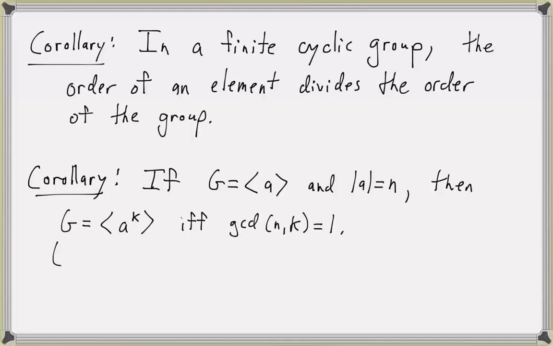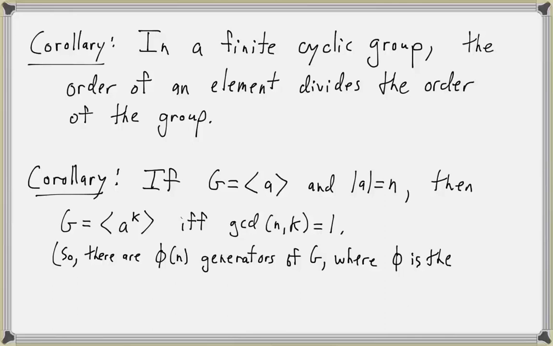And we know how to count the number of elements that are relatively prime to a given number. We use the Euler phi function. So there are phi of n generators of G, where phi is the Euler phi function. The Euler phi function counts the number of relatively prime numbers between 1 and n. So there are exactly phi of n generators of a cyclic group of order n.